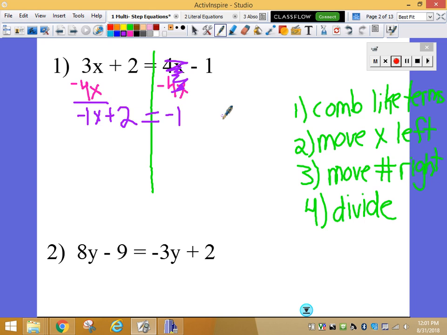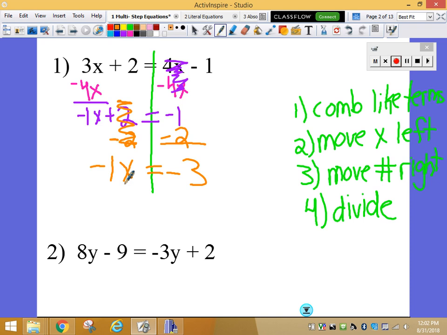Step 3 is move the number to the right. Now, when I say number, I mean the number that doesn't have the x. So I want to move the 2. I want to move that 2 to the right. So the opposite of a plus 2 is a minus 2. And I'm going to do it on both sides. Minus 2, minus 2. So these 2's cancel. Again, if you don't know negative 1 minus 2, do it in your calculator. Negative 1 minus 2 is negative 3. And over on the left-hand side, I'm going to bring down negative 1x.